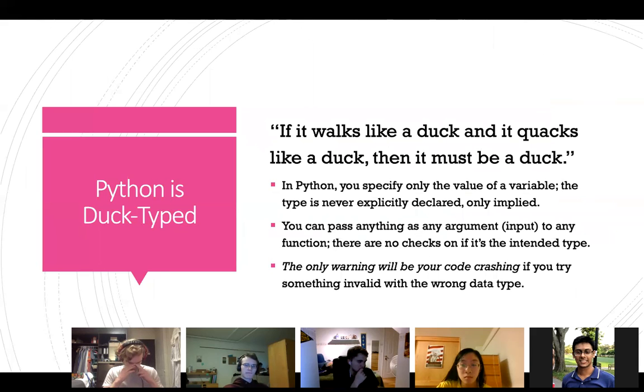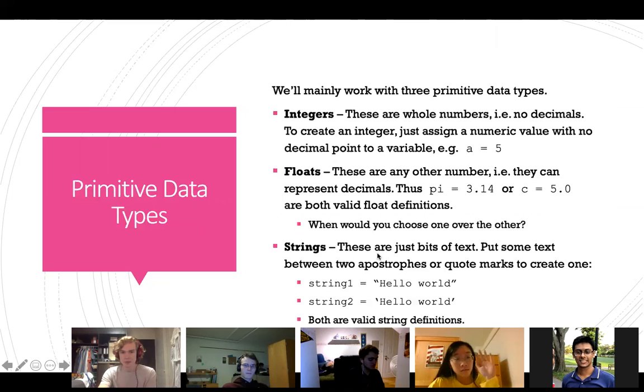What this really means is Python was lazy and doesn't make you define types explicitly, but variables are still going to have types just by the nature of how variables need to work. So you can pass anything as any argument into a function, and there are no language-based checks on type. Typically the only warning ends up being your code crashing if you're giving the wrong data types to a function. So it's good to be aware of this because it's both powerful, but also sometimes dangerous. That's why Python's kind of weird.